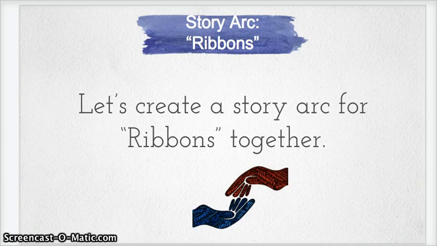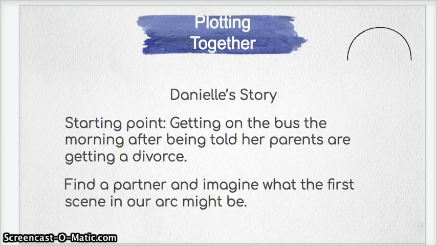Consider what the character wants. The obstacles are going to build that tension, and then something has to happen that allows the character to get what they want. To start, we came up with first scenes for my story about Danielle. I said the starting scenario I wanted was Stacy getting on the bus the morning after being told her parents are getting a divorce.